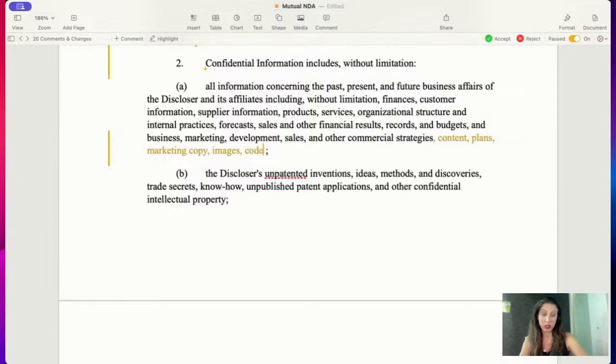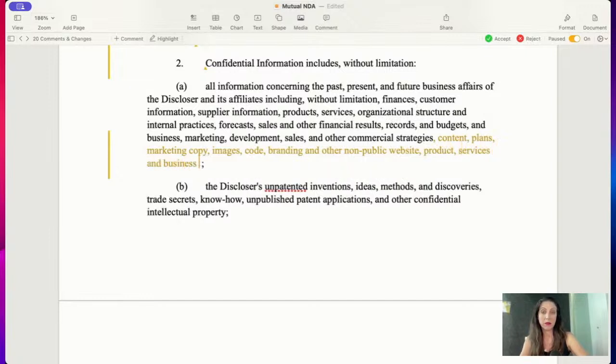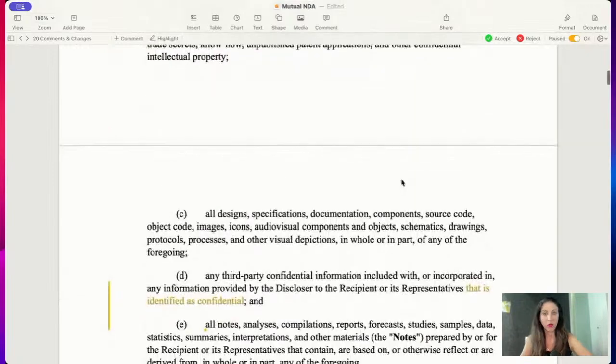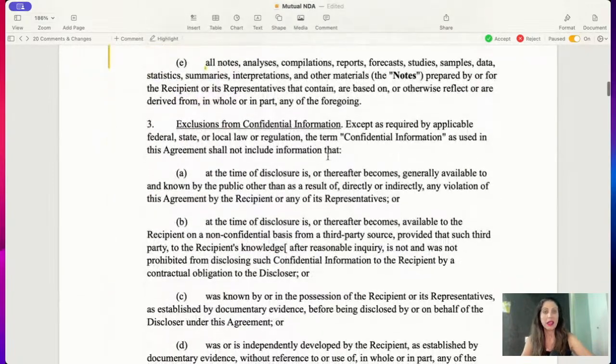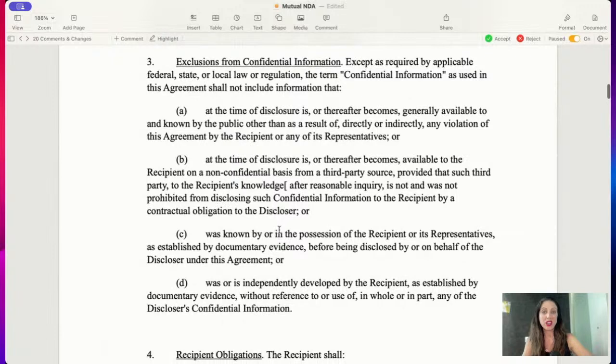Code, branding, and other non-public website, product, services, and business plans. All right, so now I've made sure what I need is going to be in there. Beautiful. Okay. Exclusions from confidential information.